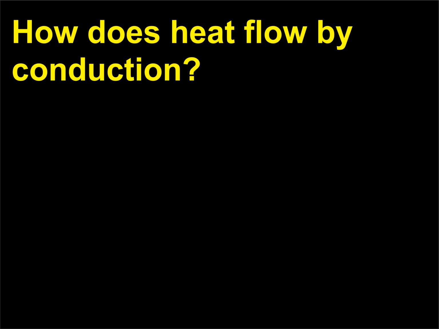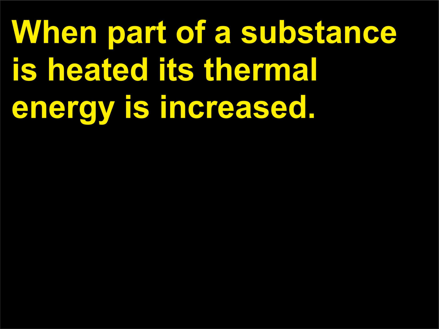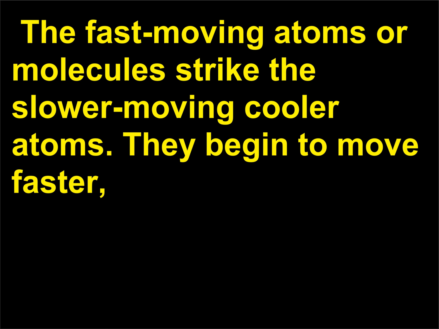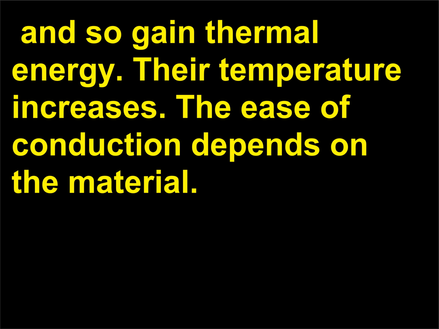How does heat flow by conduction? When part of a substance is heated, its thermal energy is increased. The fast-moving atoms or molecules strike the slower-moving cooler atoms. They begin to move faster, and so gain thermal energy. Their temperature increases. The ease of conduction depends on the material.